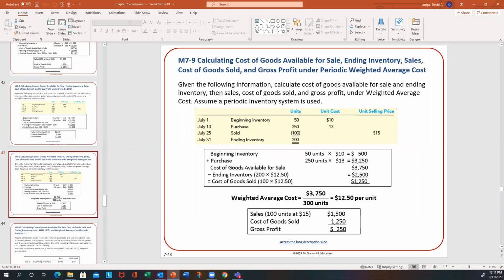All right, same thing. This is going to be the periodic weighted average. So again, same formula. Notice your total cost divided by 300 units, your average cost is $12.50 per unit. So that's what you use as cost of goods sold. Notice it's costed out at $12.50, and your ending inventory is also averaged out at the same cost. So that's called the weighted average cost method. And then you can do your cost of goods sold and gross profit calculations down here, and you can compare that again with the other two methods.